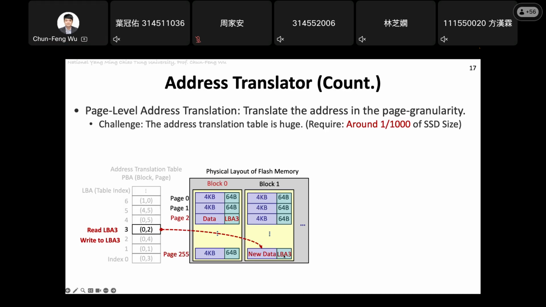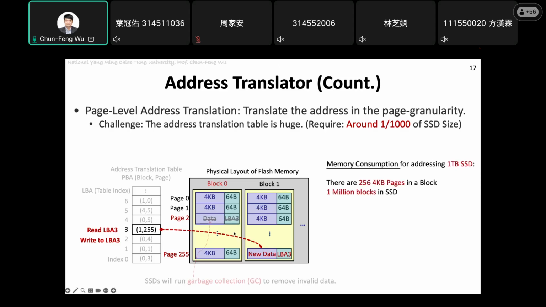After getting this new physical address, the controller will try to update the patch table. So the new patch table will look like this: block 1 and then patch 255. Because this patch table is stored in DRAM, we can directly update this entry. After doing this update, the old one will be marked as invalid. So the SSD will run garbage collection to remove this invalid data later. Okay, so this is the case.